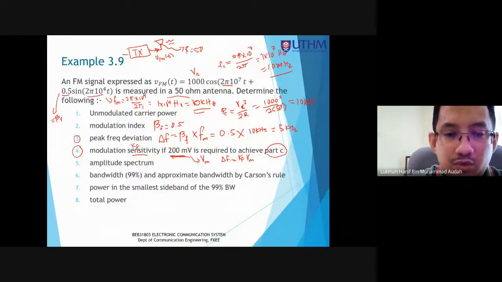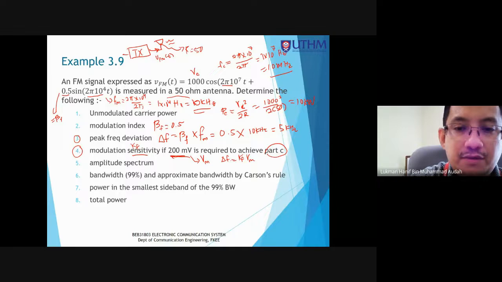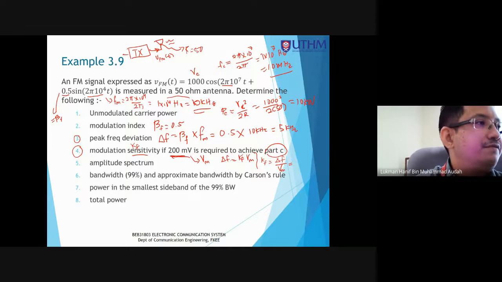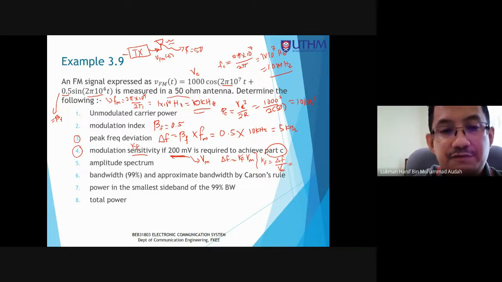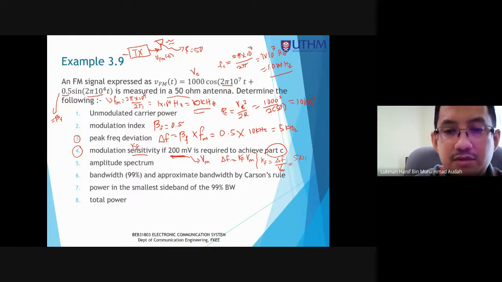So therefore, we want to find Kf. Kf is equal to delta F over Vm. So we get the answer from the previous questions. Delta F is beta F times Fm. We already got the answer from the previous question in part C, so it is equal to 5 kilohertz.